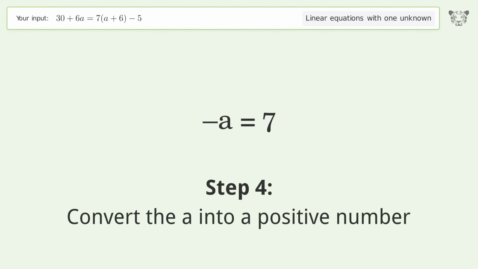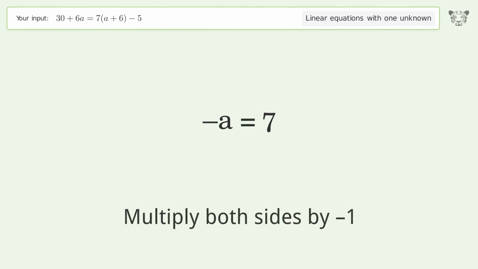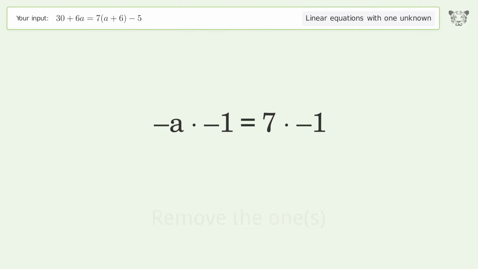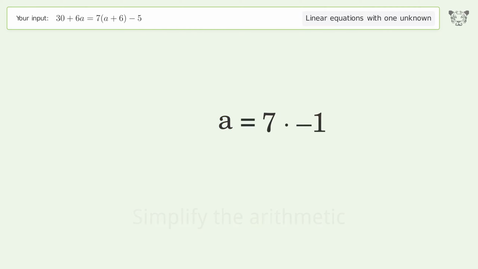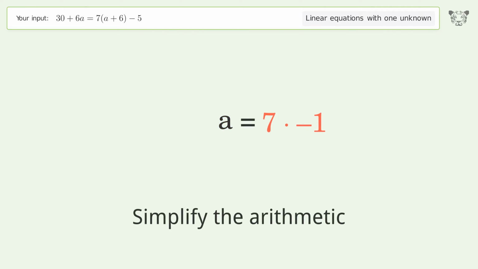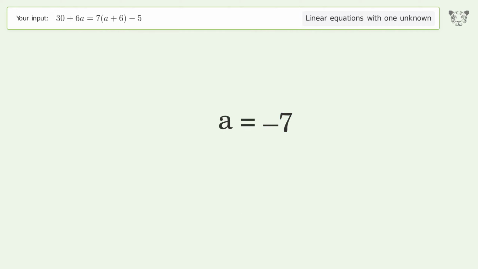Convert the a into a positive number. Multiply both sides by -1. Remove the ones. Simplify the arithmetic. And so the final result is a equals -7.